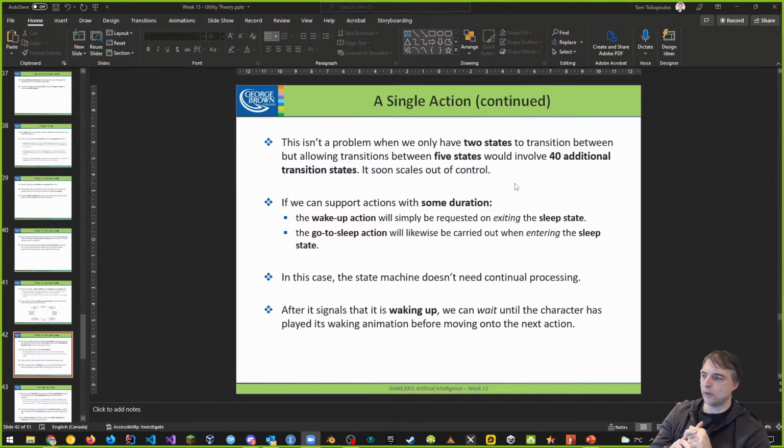So after it signals, let's say, that it's waking up, we can wait until the character has played its waking animation before moving into the next action. A lot of times this is called blocking, right? And the reason why it's blocking is because this action is synchronous, okay? So I have to do one thing, and then I have to do the other thing. It's almost like a dependency chain. I can't do the next thing until I'm done with this thing, right?